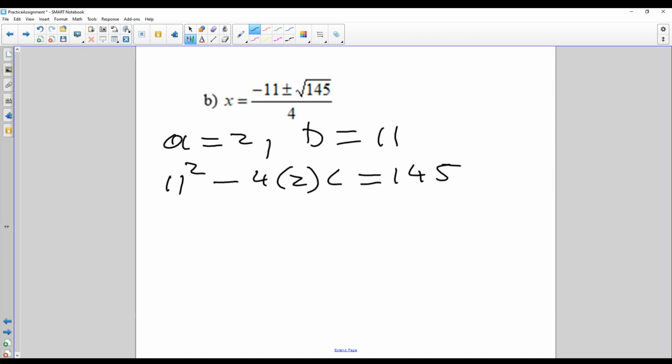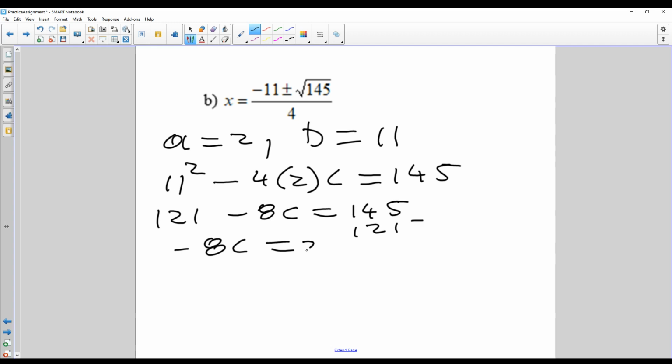Great question. All right. Amira, so far so good? All right. So let's keep going. 11 squared is 121. Minus 8C is equal to 145. Minus 8C is equal to, let's see if I can get this one right this time, 121. So that would be 24. I'm minusing it, by the way. So 24. So I'm saying that C is equal to minus 3.